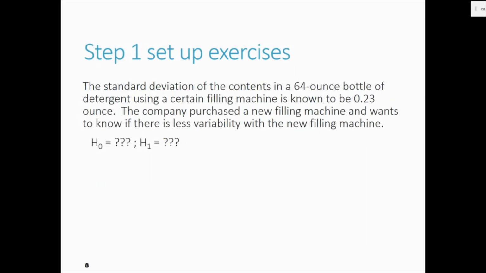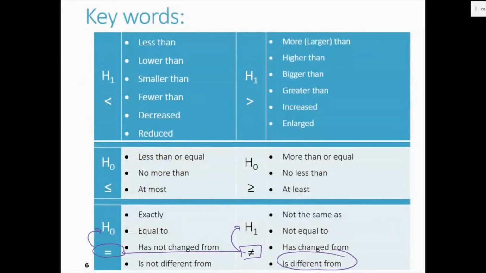Another exercise here. The standard deviation of the contents of a 64-ounce bottle of detergent using a certain filling machine is known to be 0.23 ounce. The company purchased a new filling machine and wants to know if there is less variability with the new filling machine. Okay, why is it variability? Because we're talking about standard deviation. Less variability. Okay, so what is this less variability telling us? Less is part of H1.